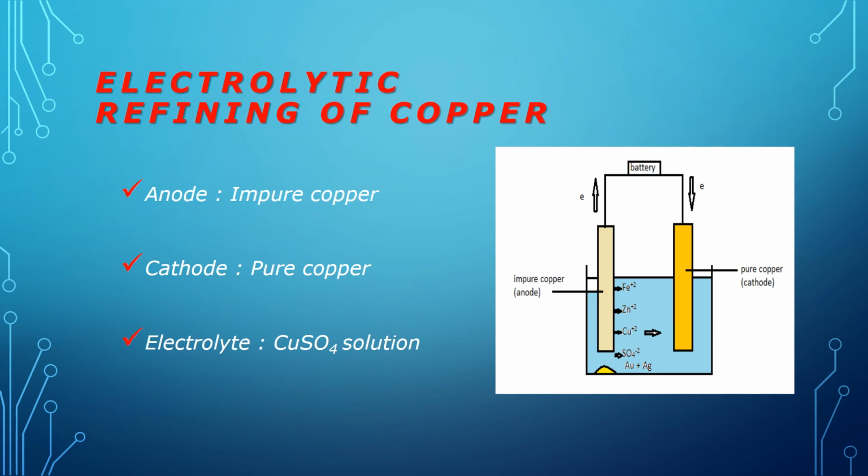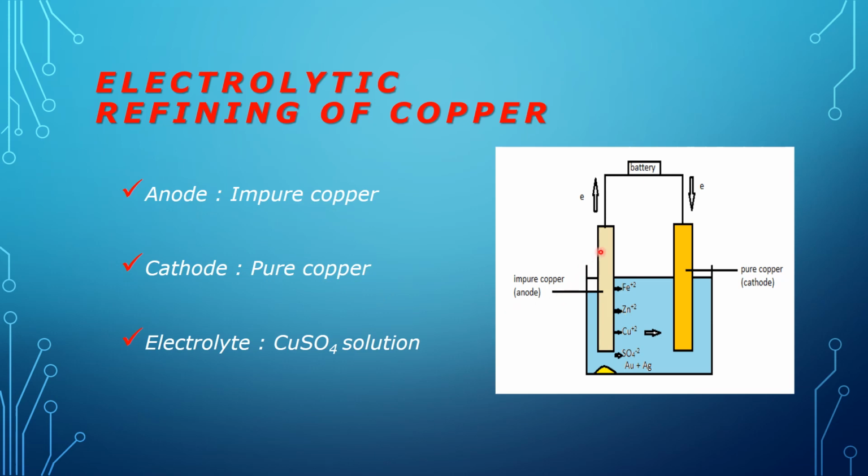The cell that is used for electrolytic refining of copper consists of an anode which is made from impure copper. This is anode and it is made from impure copper, the copper which is to be purified. The cathode is made from pure copper. Impure copper after purification is deposited around pure copper.